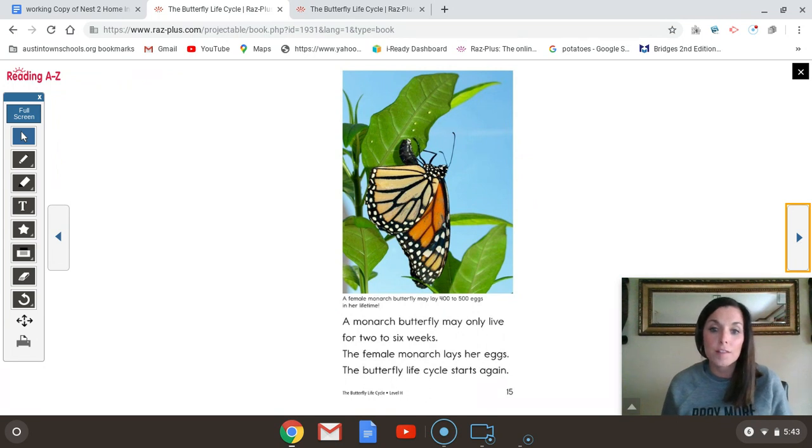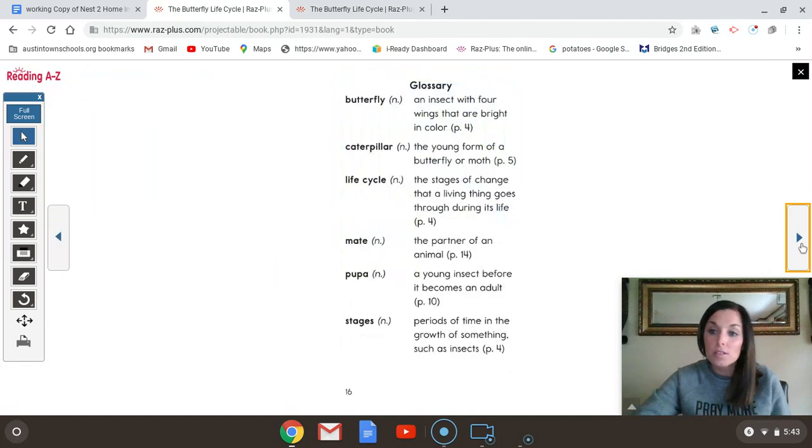A monarch butterfly may only live for 2 to 6 weeks. The female, so that's the girl, monarch lays her eggs. The butterfly life cycle starts again. Okay, and it says that the female monarch may lay 400 to 500 eggs in her lifetime. That's a lot.